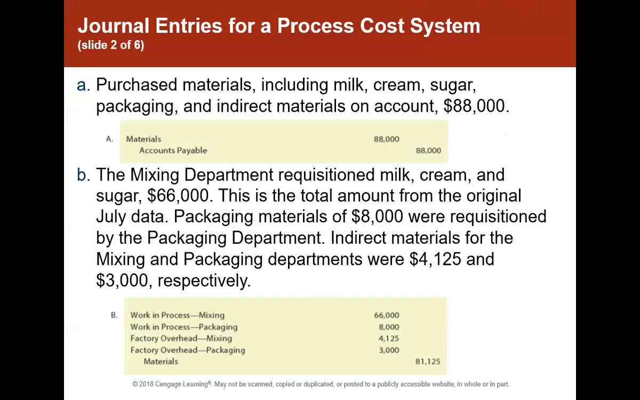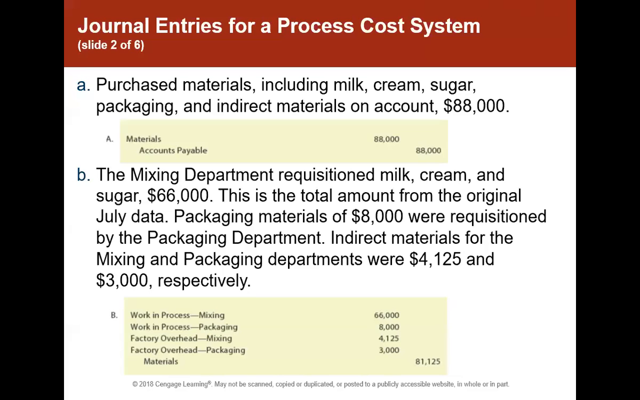So when we purchase materials first, when we purchase materials on account, both direct and indirect, it's the same journal entry. Materials debited, accounts payable credited. When we get to when those materials get requisitioned and when we add in labor and overhead, the only difference now is we're using specific work in process mixing, work in process packaging. We're just putting it into the different work in process accounts.